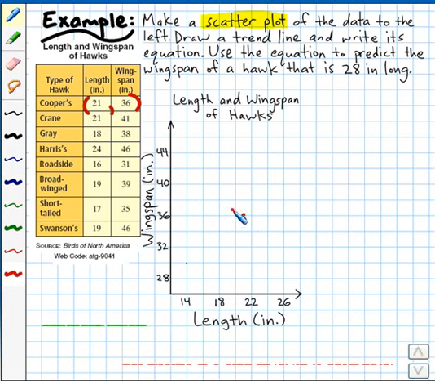Now what I want you to do is continue plotting the ordered pairs from the table that you see and hit the continue button when you've plotted them all and you're ready to move on.